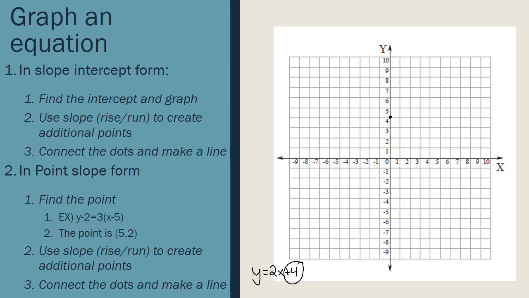Okay, so right here where it intersects the x-axis, it says to use the slope, rise over run, to create additional points. Remember, when it's a whole number, this is like rise over run. So I'm going to rise 1, 2, run 1, make a point. Rise 1, 2, run 1, and then connect your dots and make it a line. All right, let's make an example right here.